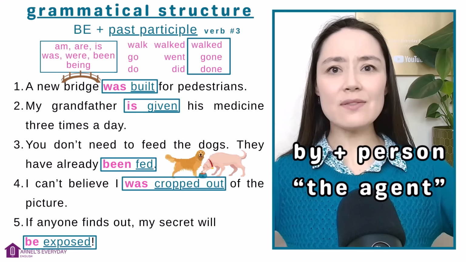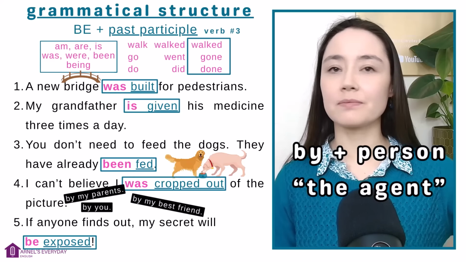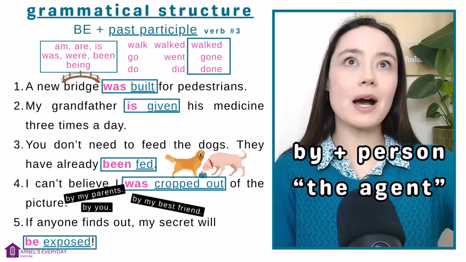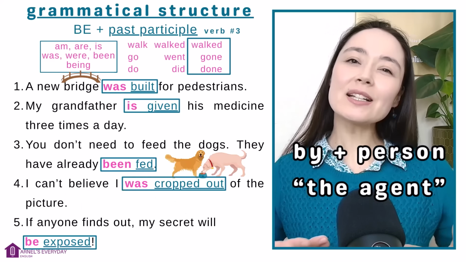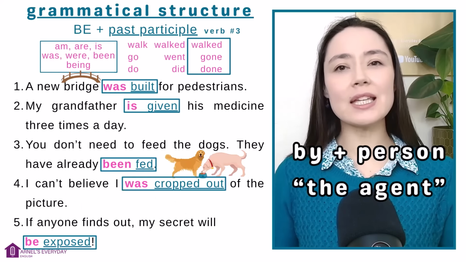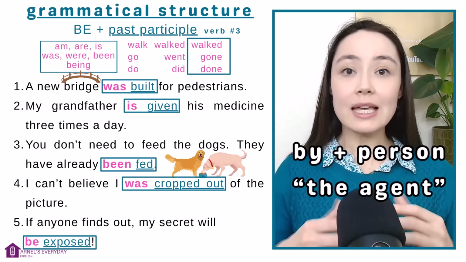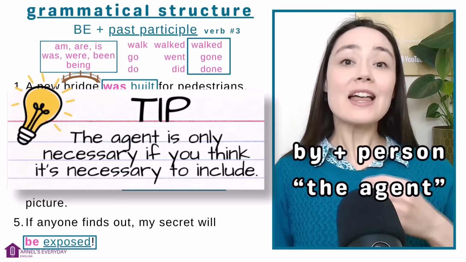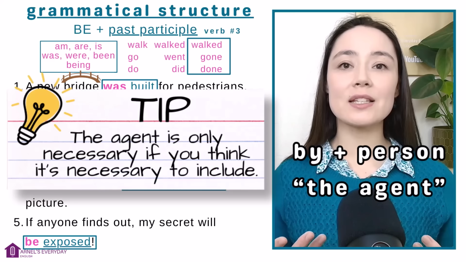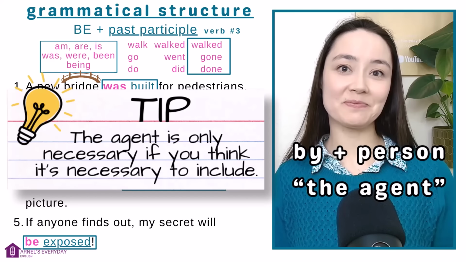I can't believe I was cropped out of the picture by my parents, by you, by my best friend. In this last example, we can clearly see that the agent really isn't important. The most important thing, the focus, is that my secret will be exposed. Tip: the agent is only necessary if you think it's necessary to include.